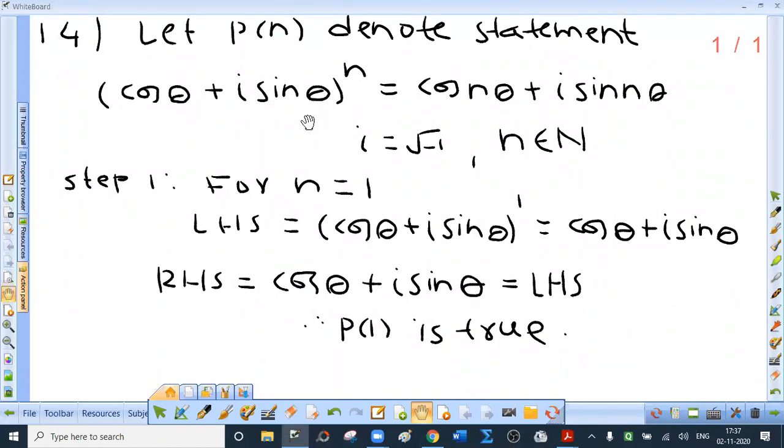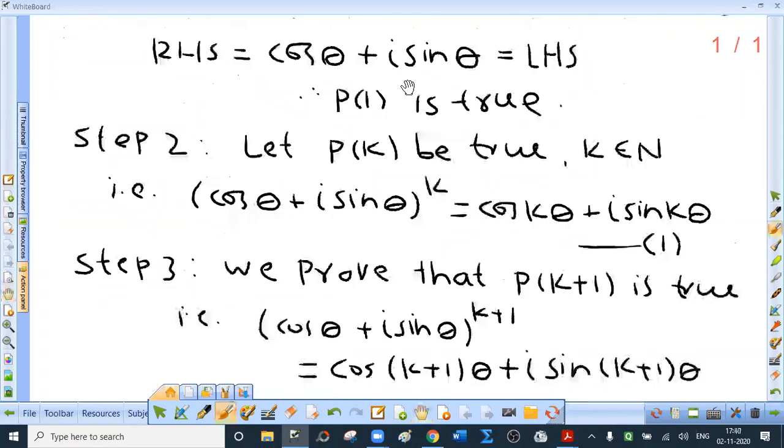Now step 1, for n equal to 1, what is LHS? It is (cos theta plus i sin theta) raised to 1, means cos theta plus i sin theta. What is RHS? Replace n by 1. So same, cos theta plus i sin theta. So LHS equal to RHS, that is P of 1 is true. Second step, let P of k be true for k belonging to N. That is (cos theta plus i sin theta) raised to k is cos k theta plus i sin k theta. Number 1. In the step 3, this is the most important step.